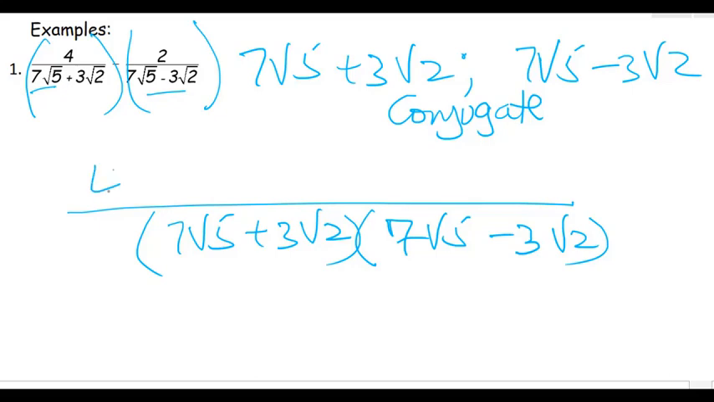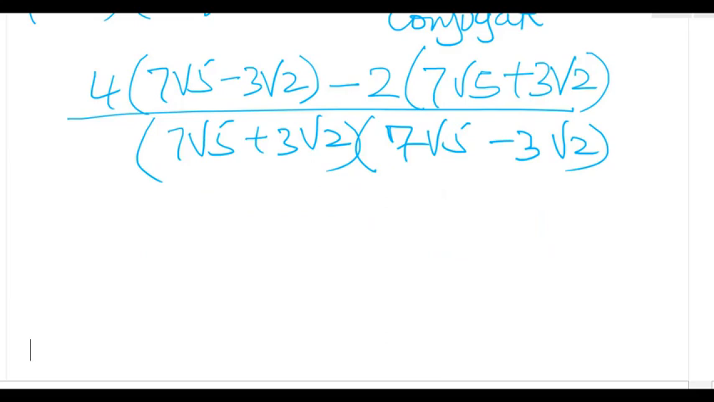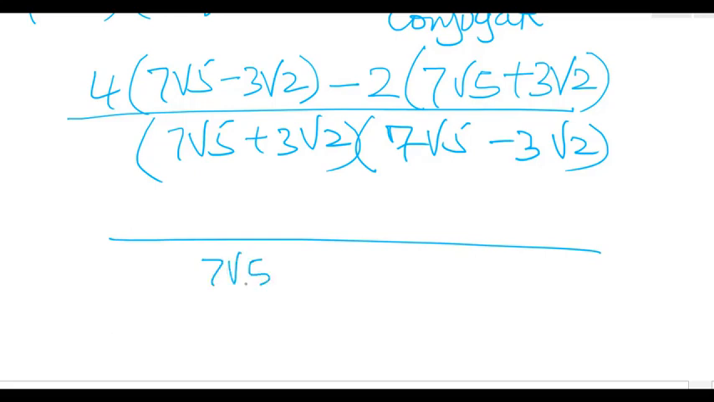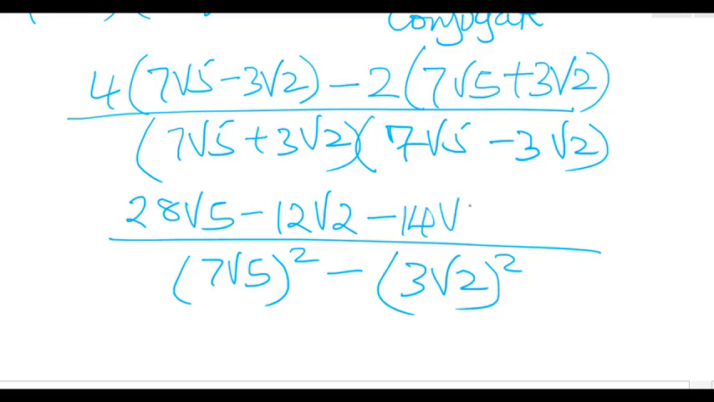Hence we have 4 into 7 root 5 minus 3 root 2. When we come to the second one, we have minus 2 into 7 root 5 plus 3 root 2. We simplify the numerator and the denominator separately, where the denominator becomes the difference of two squares, 7 root 5 squared minus 3 root 2 squared, whereas the numerator we are going to get 28 root 5 minus 12 root 2 minus 14 root 5 minus 6 root 2.